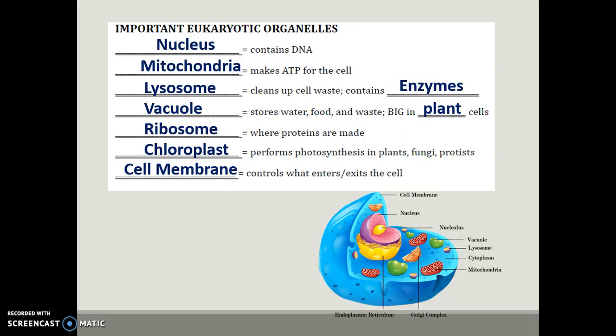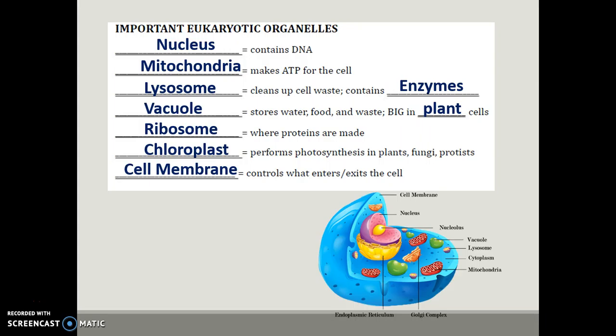Right? So important eukaryotic organelles. Obviously, the most important eukaryotic one is the nucleus. It contains the DNA, which is the genetic information. The mitochondria makes ATP for the cell. ATP is energy. Lysosomes, they clean up. They're like the trash cans or the recycling bins of the cells. They clean up the cellular waste, and they contain enzymes. Vacuoles, they store water, food, and waste, and these are huge inside of plants because plants need to have a lot of water, much more water than animal cells need. So naturally, the vacuole would be much larger inside of plant cells.